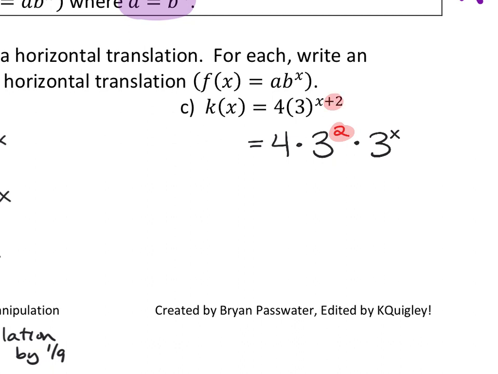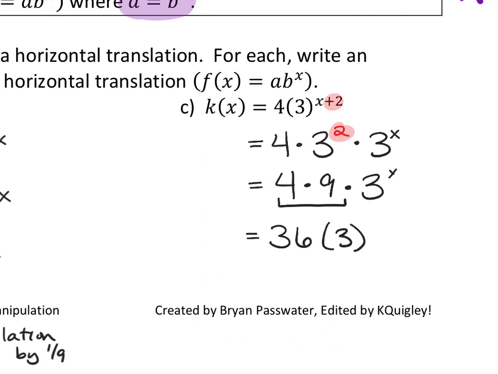Okay, cool. Now I just need to simplify. PEMDAS tells me to do 3 to the 2nd power first. What's 3 squared? 9. And then I have a bunch of numbers I can multiply together. And by a bunch, I mean 2. You are not allowed to multiply by 3 to the x. That's a base with a power. It's protected by that exponent. But these 2 numbers right here are just numbers multiplied together. What's 9 times 4? 36. So this is 36 times 3 to the x.